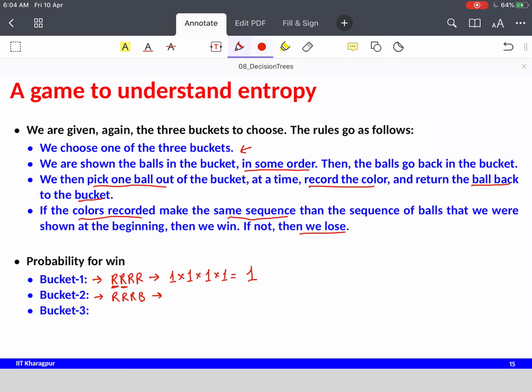Now for bucket 2, if we need to win, then I need to have the sequence RRRB, and the probability of a win for bucket 2 will be 0.75 times 0.75 and so on, because getting a red ball has 3/4 probability and getting a blue ball has 1/4 probability. So you can find out this value. For bucket 3, if you would like to win, then I need to have the sequence RRBB, and the probability of getting a red ball here will be 0.5, and for all the observations it will be 0.5 because it's a balanced distribution.